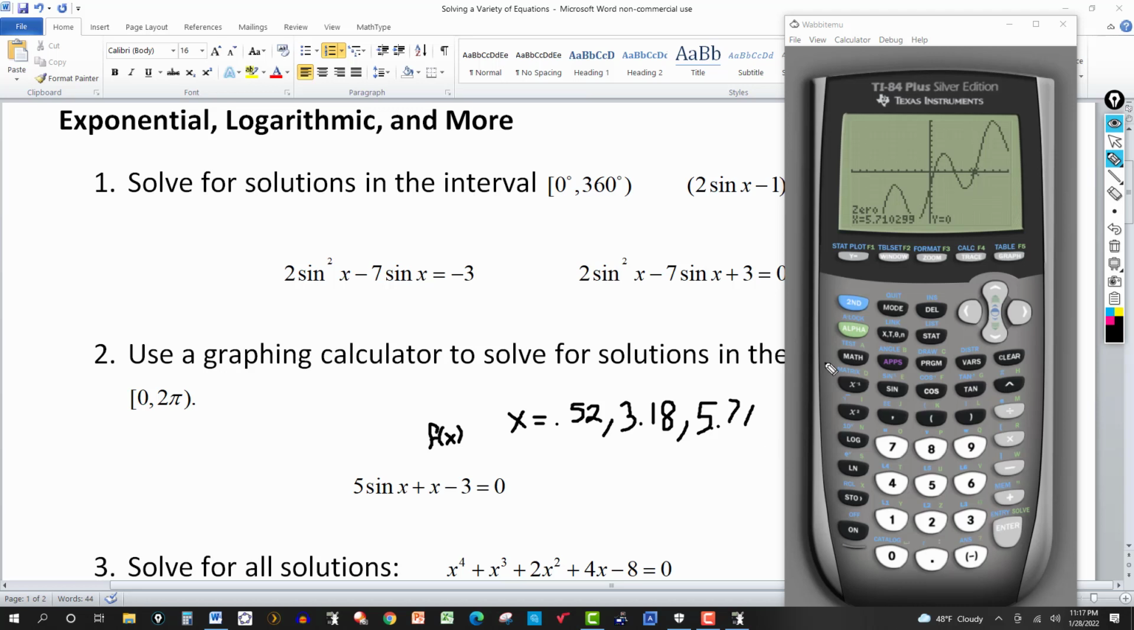And those are the only ones in the interval from 0 to 2 pi. If I continue to go past this, notice it's going to go past. I go up to right at this point, the x value is going to be larger than 2 pi. So that's as far as we can go. Those are the 3 solutions in that interval.